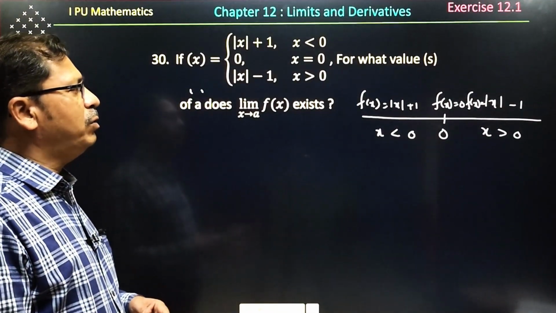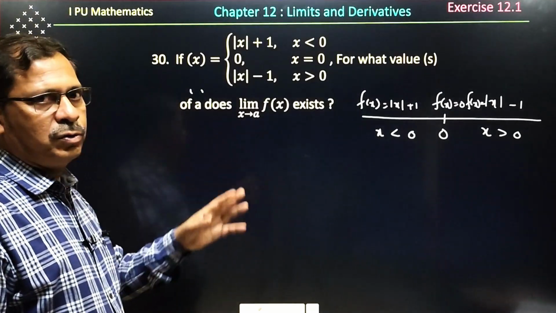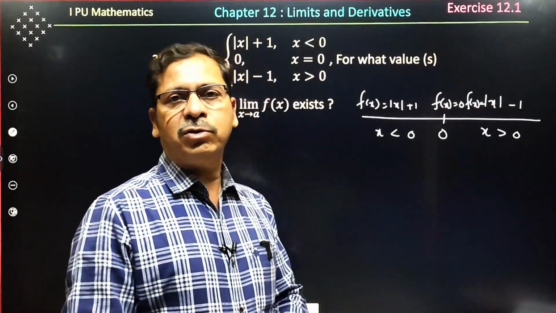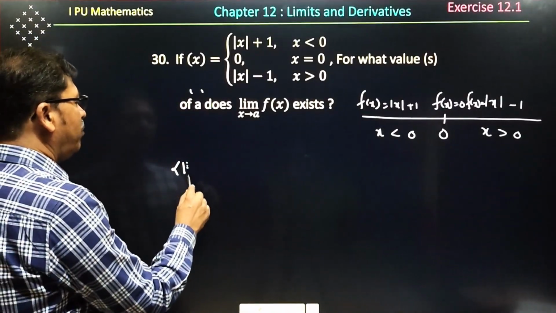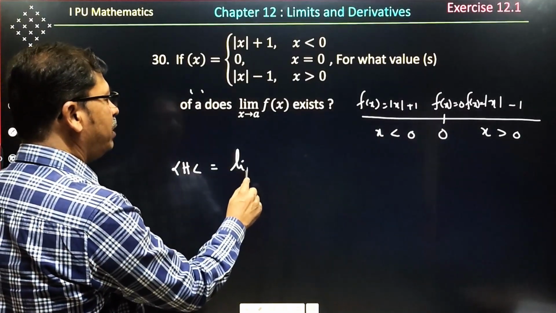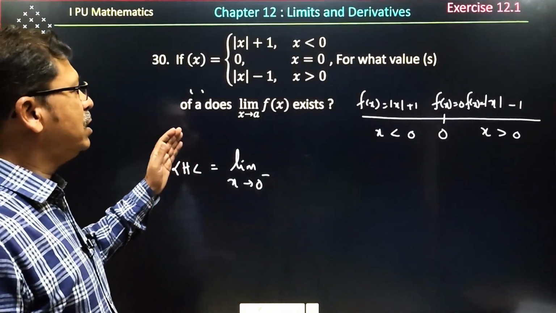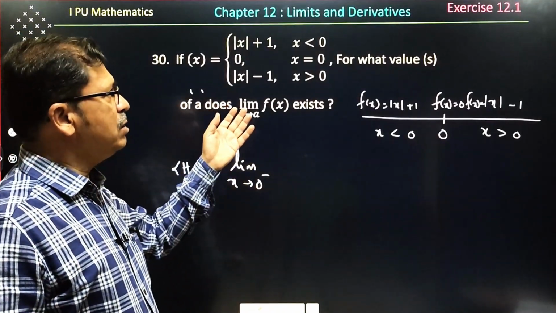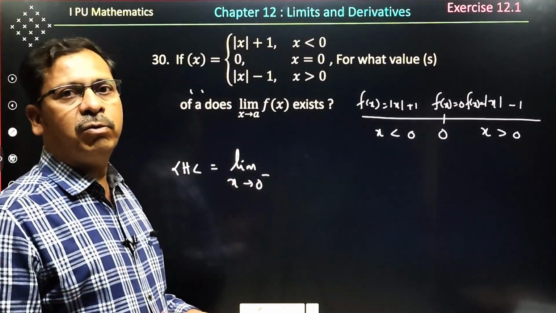Now, the function is defined in the neighborhood of 0: less than 0, greater than 0, equal to 0. In the neighborhood of 0, whether the limit exists or not, that I have to confirm first. So for that, let me calculate the left hand limit in the neighborhood of 0, not a here. Instead of x tends to a, I have taken 0, because the function is defined in the neighborhood of 0. So that's why I would like to check the limit in the neighborhood of 0.